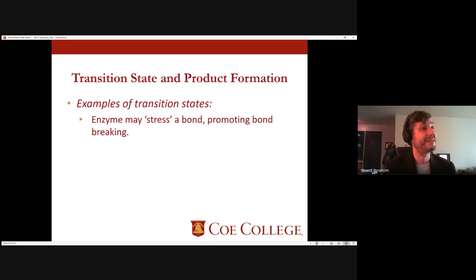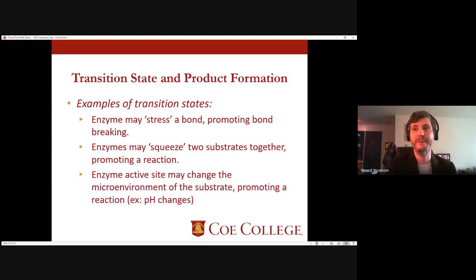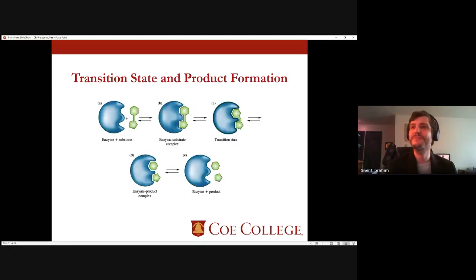What is the transition state, though, in the enzyme? So the enzyme is going to stress a bond, and that might promote bond breaking. The enzyme might also squeeze two substrates together if it's trying to promote a reaction between them. And the enzyme active site, this particular spot on the enzyme, might have particular amino acids right around there that are designed to change the microenvironment, so that although this whole solution is neutral, once it finds its way into that enzyme, all of a sudden it's pretty acidic. That might affect the rate of reaction.